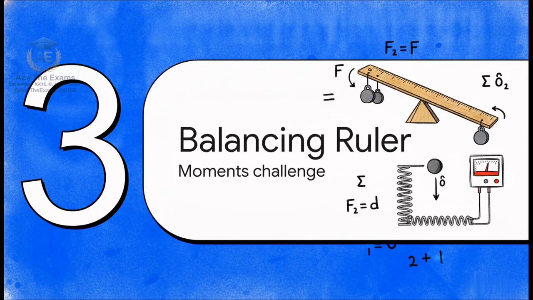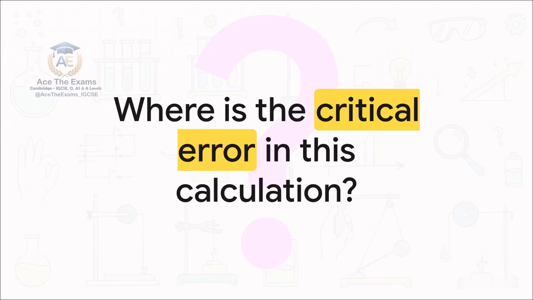Let's escalate the stakes a bit by applying our framework to a much harder Cambridge-style example. I want you to pause and predict right now. Look at this calculation for a balancing ruler and try to spot the fatal flaw. The student has correctly identified that the clockwise moment equals the anti-clockwise moment. They've plugged in the forces, they've plugged in the distances, they did all the math, but the final answer on the line gets completely rejected by the mark scheme. So why? What exactly did they do wrong during the process?